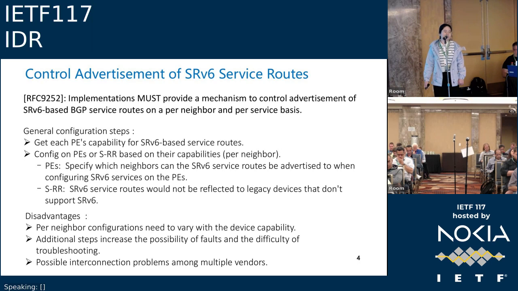First, the per neighbor configuration needs to vary with the device capability, and the additional steps make it more difficult for troubleshooting. And the last one, since there's no standard for the network operators to get each PE's capability, there may be possible interaction problems among multiple vendors.